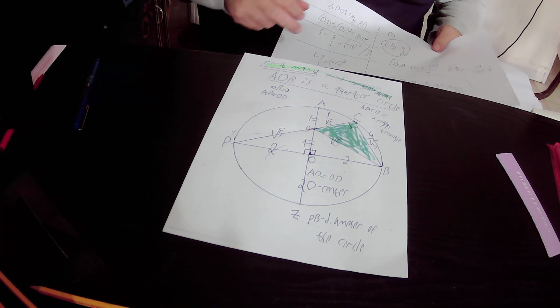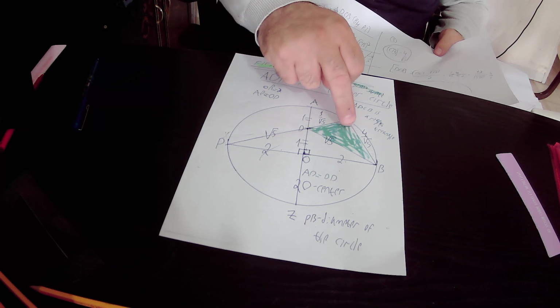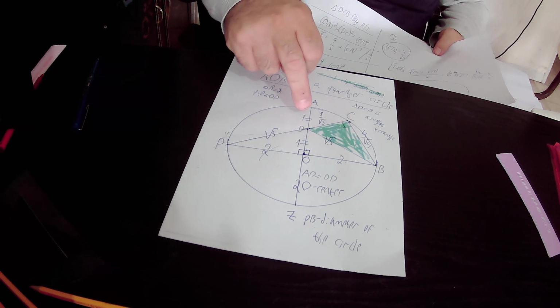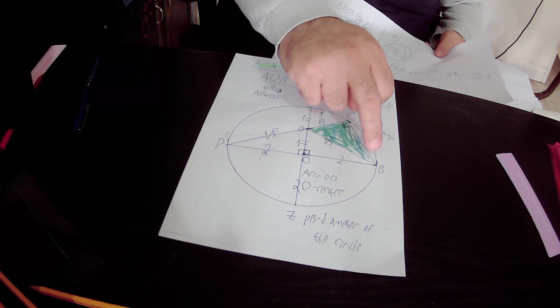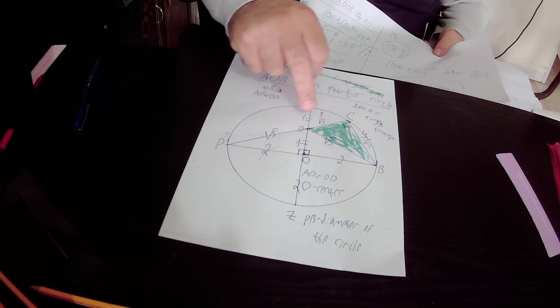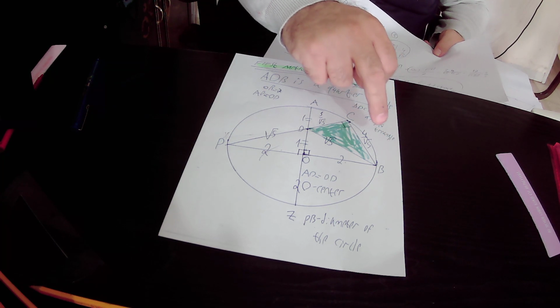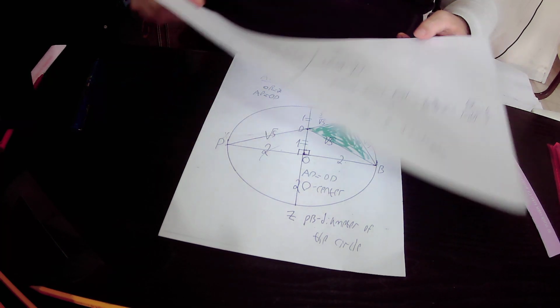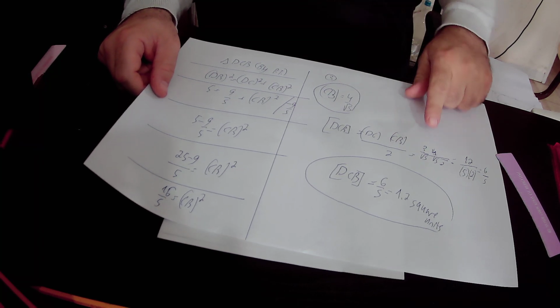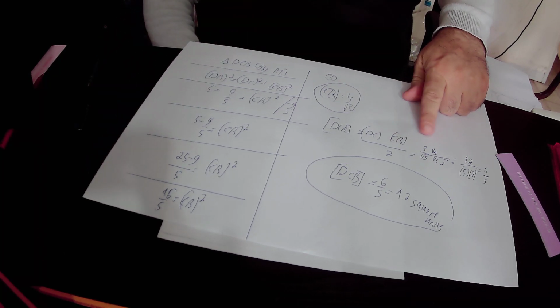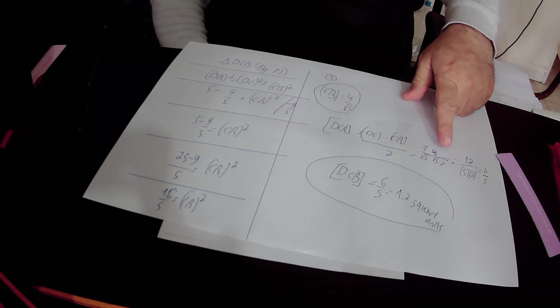Now it is very easy to find the area of this blue right triangle, triangle DCB. It will be equal to the base of the triangle, that is DC, times the height, that is CB, over 2. DC is 3 over square root of 5 units, CB is 4 over square root of 5 units, all divided by 2.